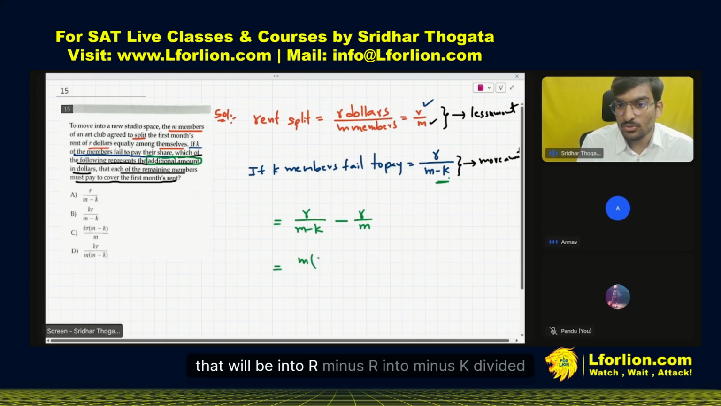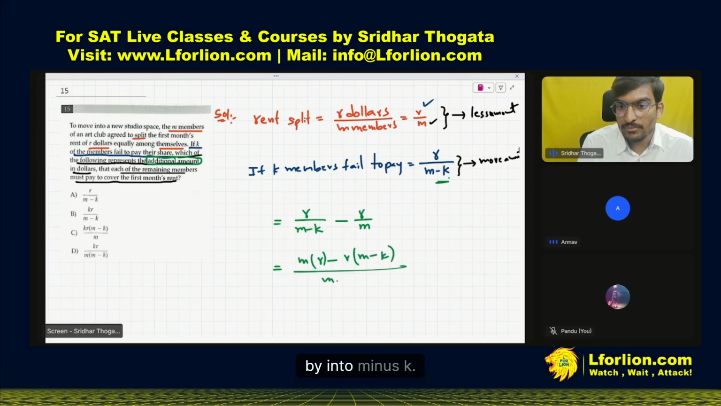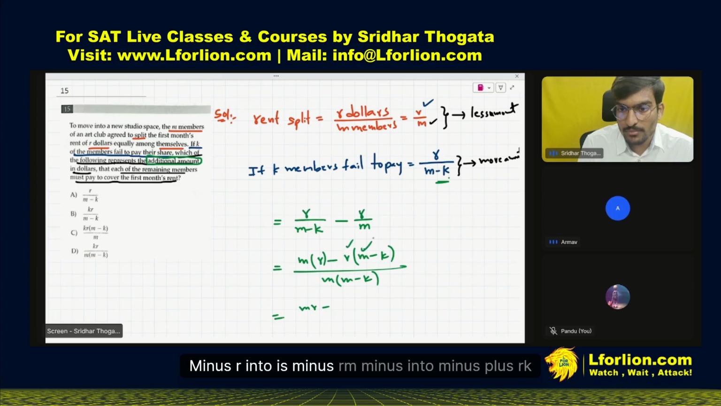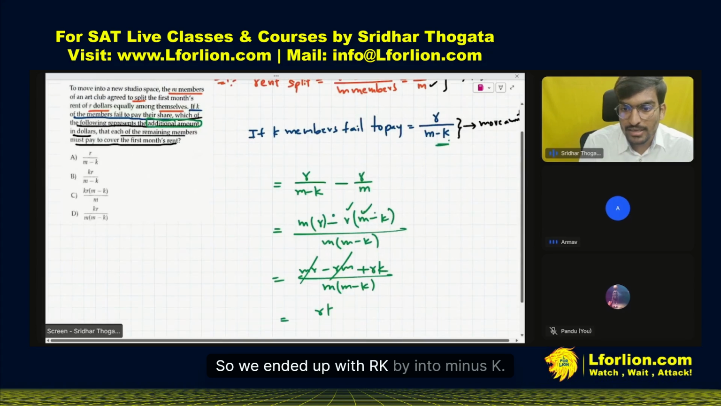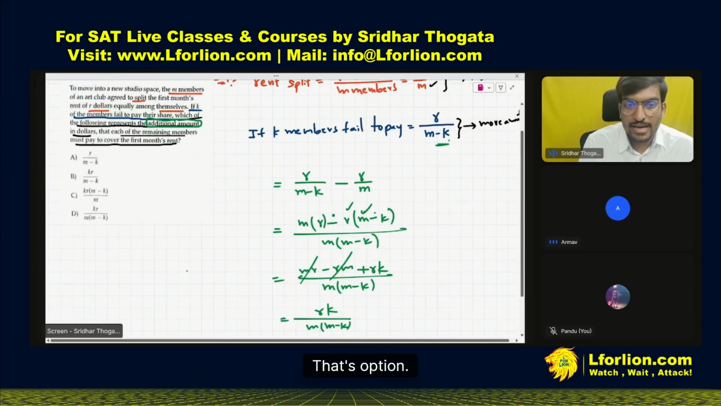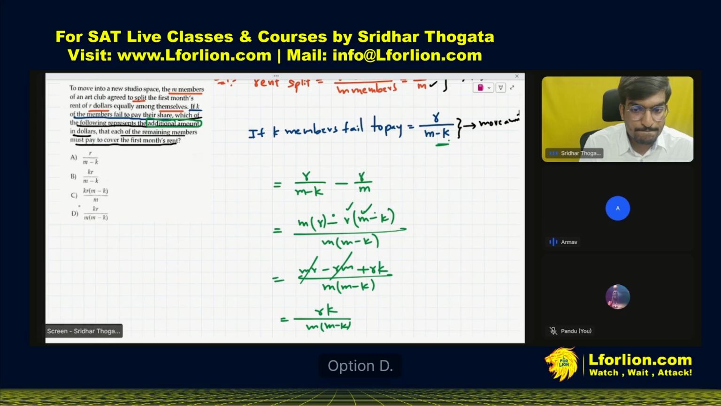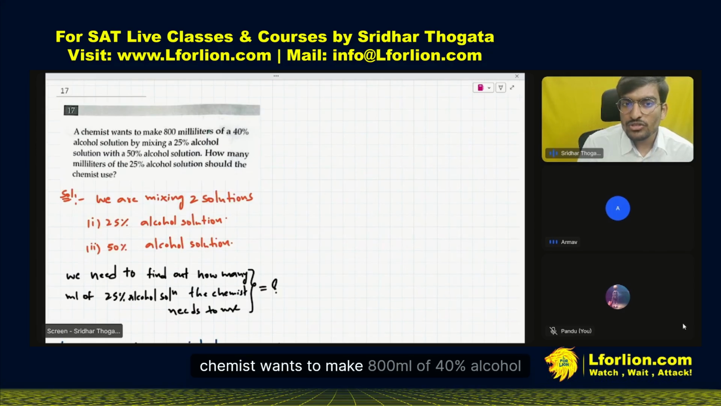That will be n minus r into minus k divided by n minus k, cross multiplication. Minus rm, minus n into minus, plus rk divided by n minus k as it is. rm cross out. So we ended up with rk by n minus k. That's option D.